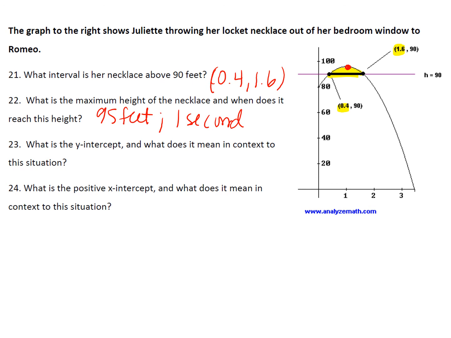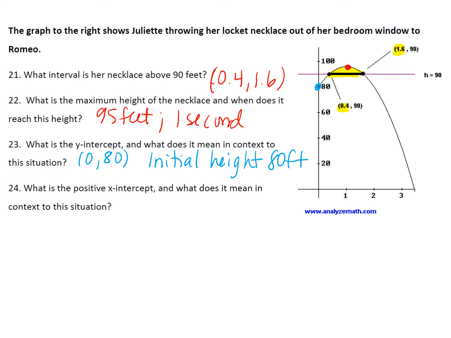What is the y-intercept and what does it mean in the context? So again, your y-intercept is here. Thankfully, this one's easy to read. My y-intercept, just a reminder, is an ordered pair, so 0, 80. And again, the initial height would be 80 feet. So Juliet is 80 feet above the ground. So no climbing out the window.